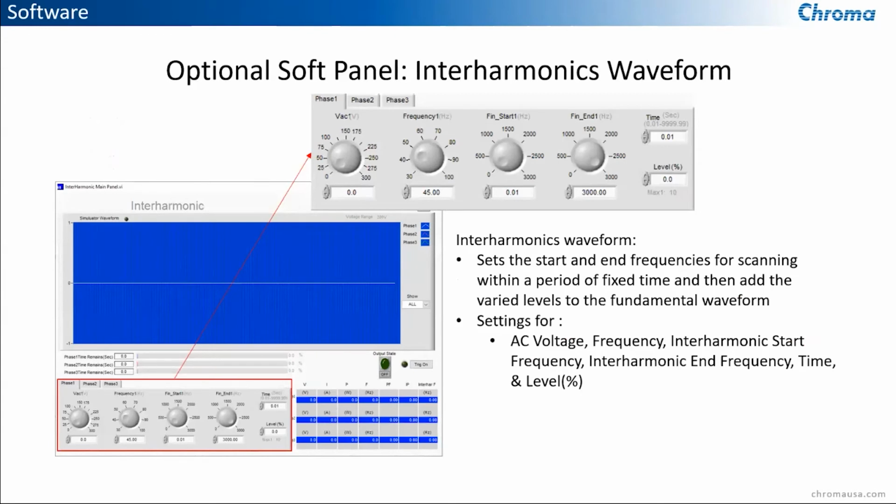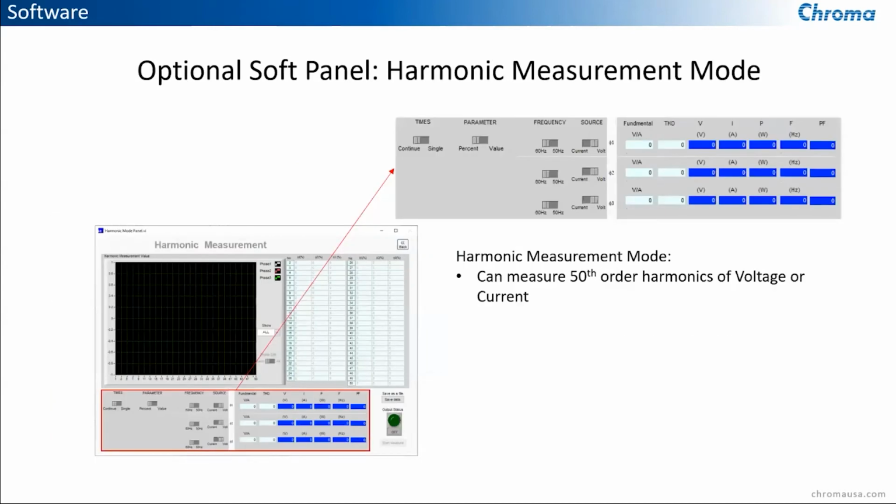The interharmonics function can be used to simulate the combination of any two different frequency waveforms. You can set the start and end frequencies for scanning within a period of fixed time, and then add the varied levels to the fundamental waveform. It can also measure the 50th order harmonics of voltage or current and display the value such as fundamental voltage, DC component, and total harmonic measurement. Total harmonic distortion.